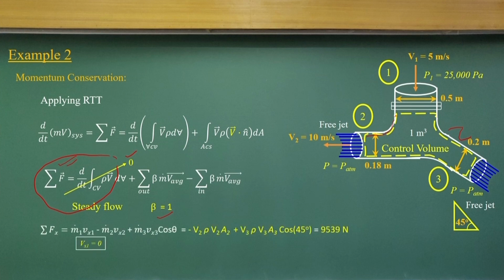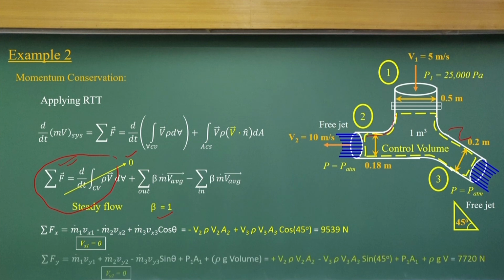Now, I apply the force balance in the x direction, and also in the y direction. For each component, you can see the velocity component will be 0; in Vx1 there is only velocity in the vertical direction. If I apply this, then Fx comes to 9539 newtons. Similarly, the force component acting in the y direction will be 7720 newtons.